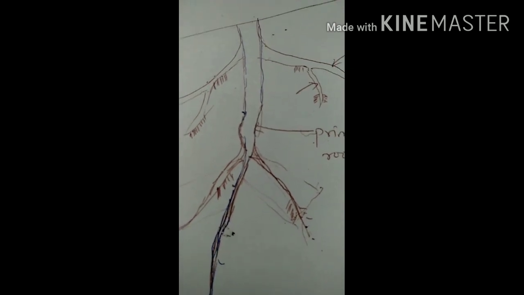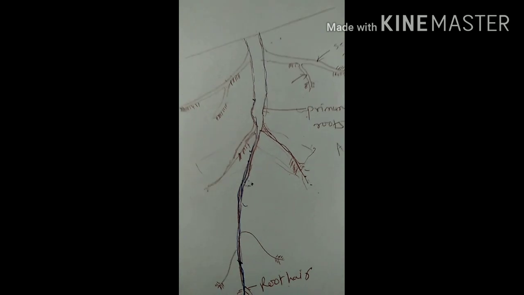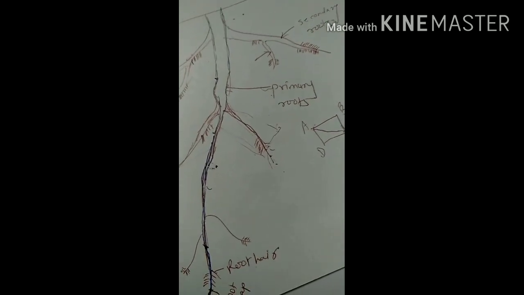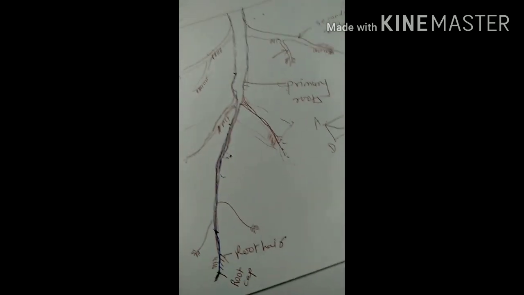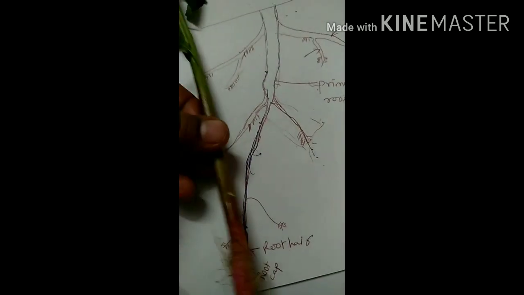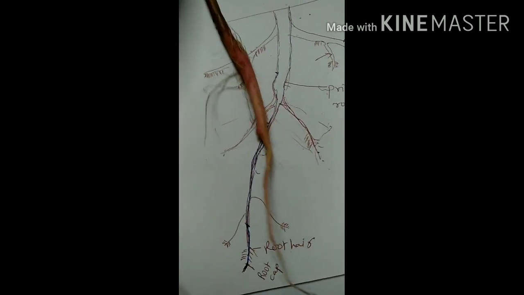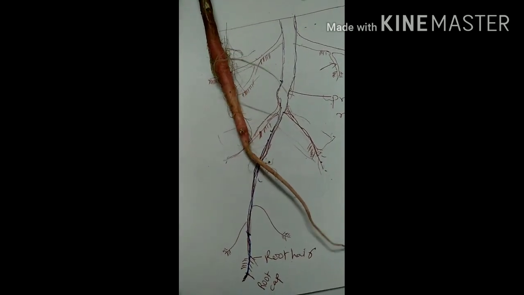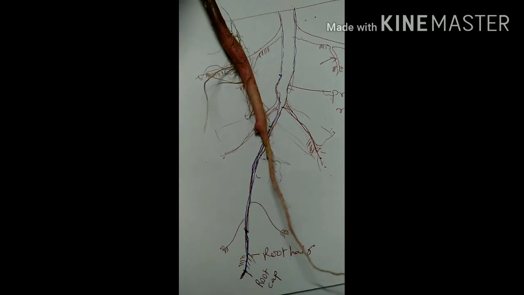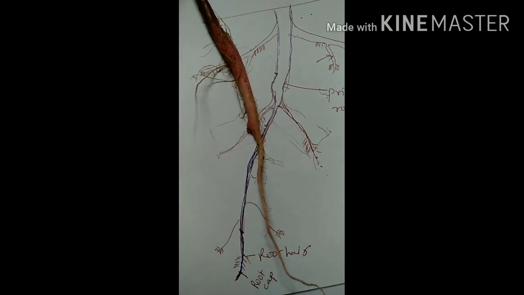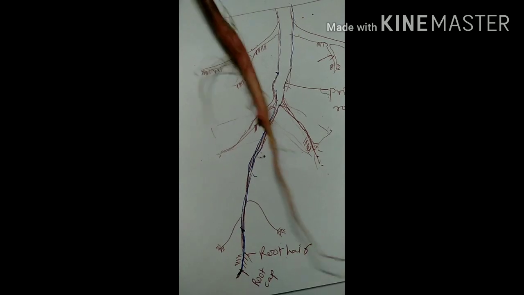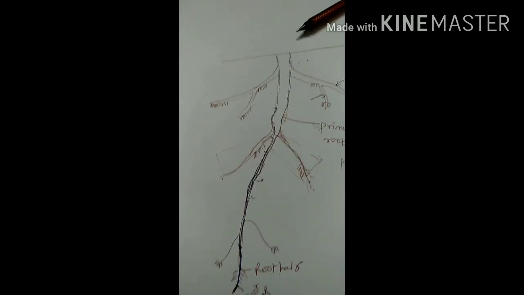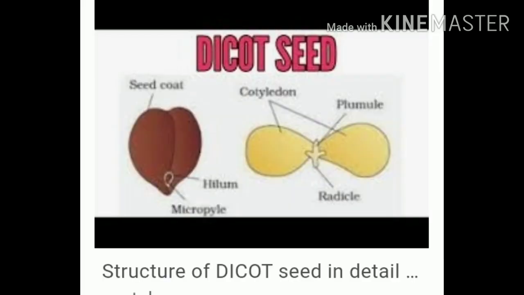Now, which plants have taproot? Mango, carrot and radish are examples of plants which have taproot. This is again one taproot. The plant having taproot is thick near the soil, and as it goes down, it is pointed. It also has lateral roots.